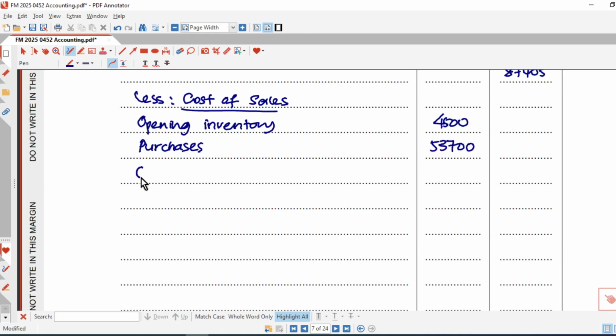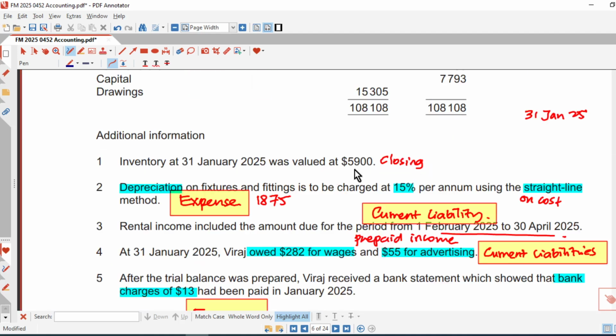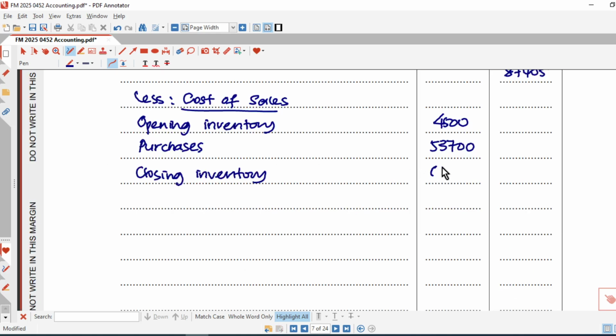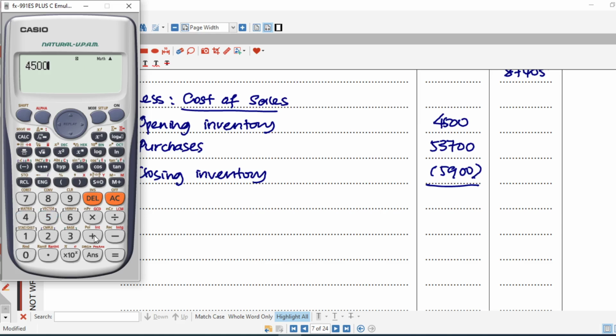And the last component, closing inventory. So closing inventory is the stock that we have at the end of the year. We didn't manage to sell this off, so we take it away from the cost. So that's based on the matching principle. $5,900, right? Closing inventory given in note 1. So minus 5,900. Let's calculate 4,005 plus 53,700 minus 5,900.